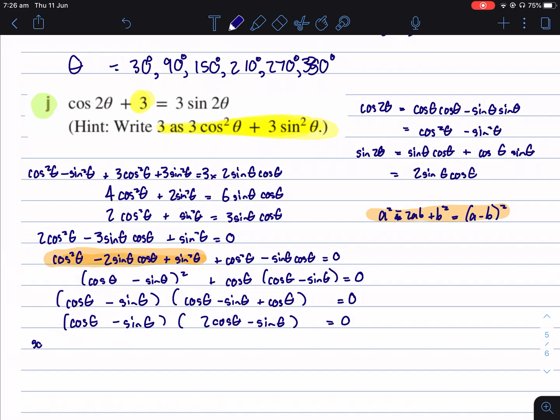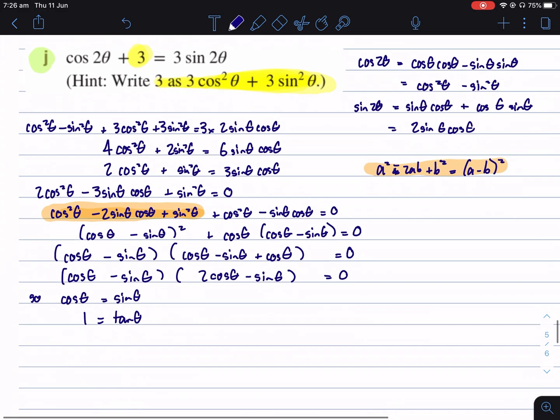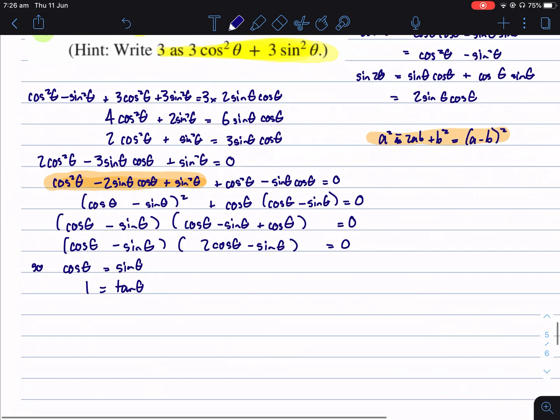Null factor law, cos theta equals sine theta. So that's when theta equals 45 degrees. That's the only time they equal each other. And they're both positive.